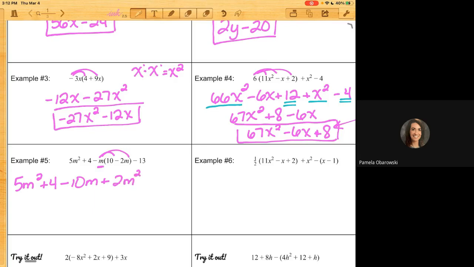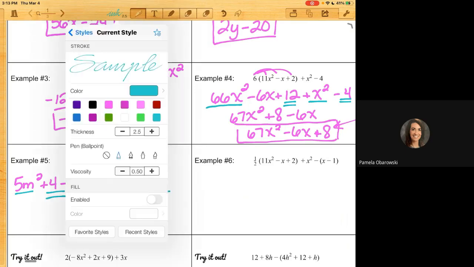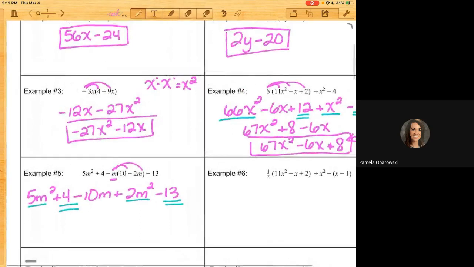Again, negative m times negative 2m is positive 2m squared. And then the minus 13, that's not in my parentheses, so that's just still at the end over there. Let's go ahead and combine like terms. Let's see, I've got 5m squared and 2m squared, and I've got 4 and negative 13. So let's go ahead and combine those like terms. Let's go ahead and simplify it.